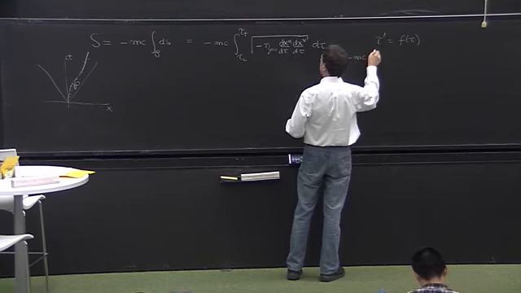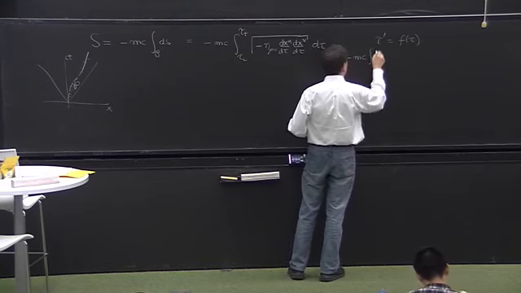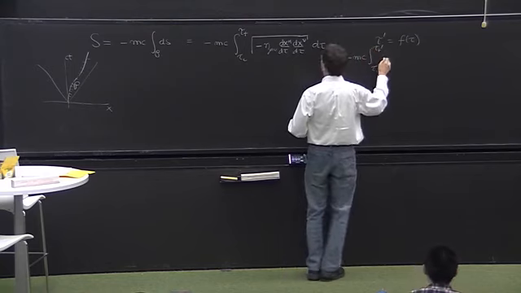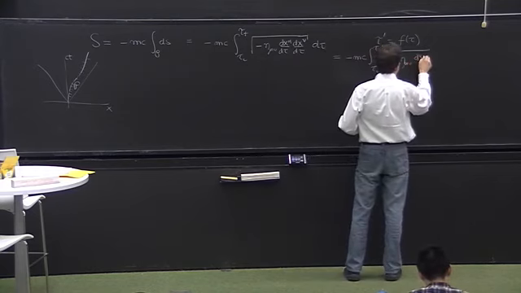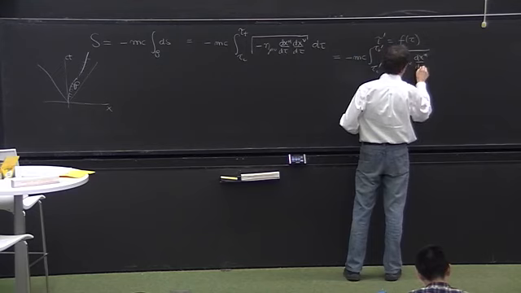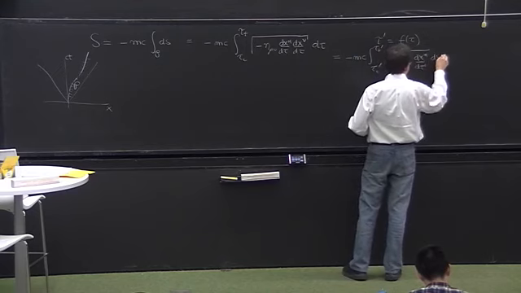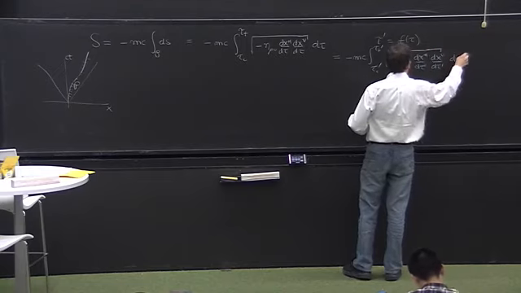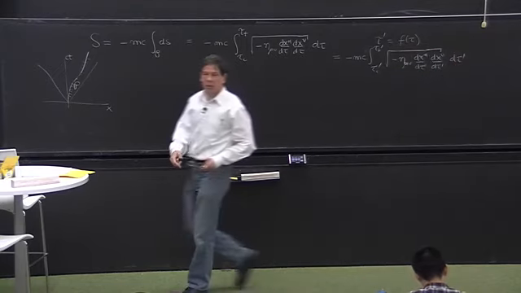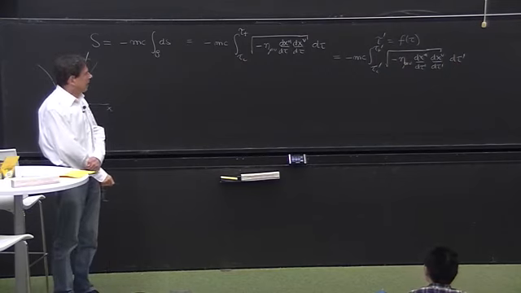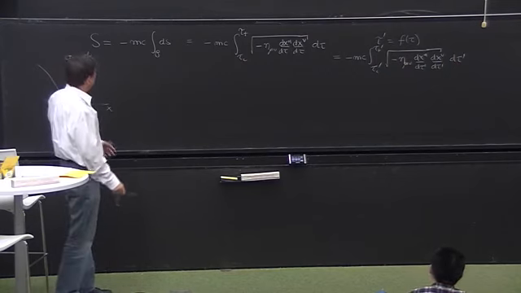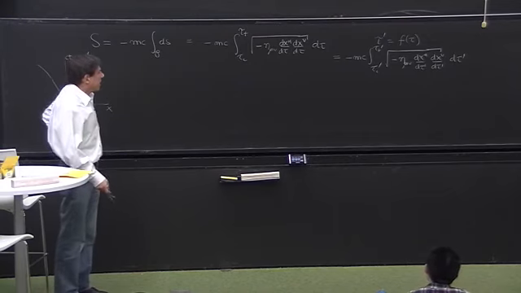find mc integral from tau i prime to tau f prime, square root of minus eta mu nu, dx mu d tau prime, dx nu d tau prime. So you can calculate it using any parameterization. That's the bottom line. And that's very nice, actually.